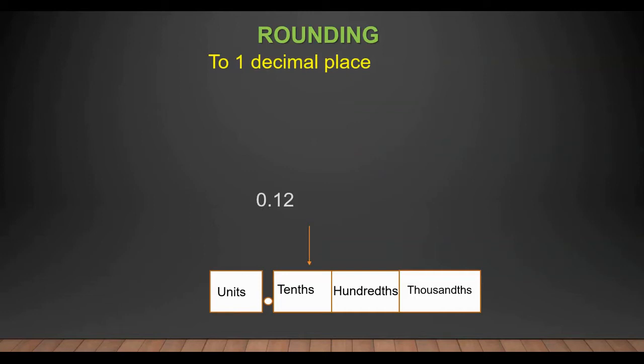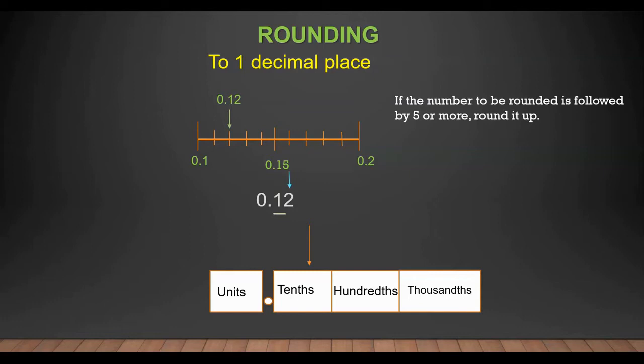Next, we have 0.12. First decimal place is 1. And so we're going to round it off either to 0.1 or 0.2. So 0.15 is in the middle and 0.12 is there. So 1 is followed by 2. So the rule says that if the number to be rounded is followed by 5 or more, we're going to round it up. But 2 is less than 4, so we're going to keep the number 0.1. So that is your answer.